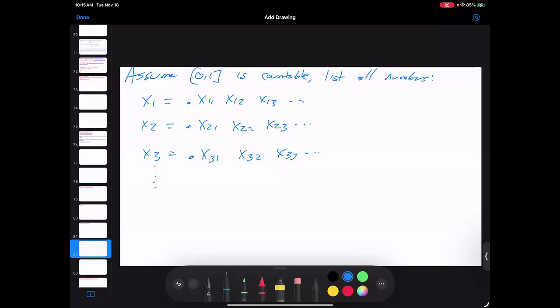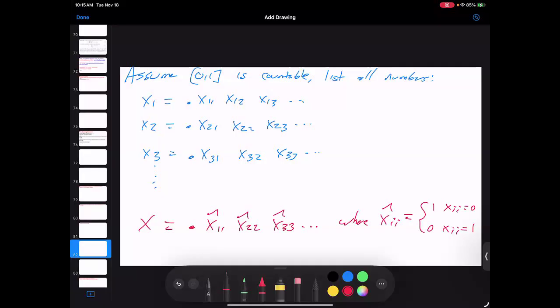So I have my list of all numbers. And I form a new number, x, to be point x11 hat, x22 hat, x33 hat, dot, dot, dot, where xii hat equals 1 if xii equals 0, and 0 if xii equals 1. So I flip the ith digit. Could this number be on my list?